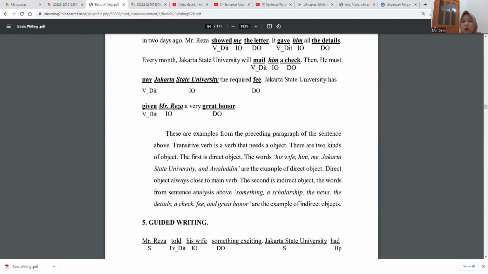The first one is direct object. The words like his wife, him, me, Jakarta State University, and Awaludin are examples of the direct object, and then of indirect object, sorry. And then the second one is indirect object. The words from the sentence analysis like something, scholarship, news, details, check, fee, grade, honor, and so on. So there are many sentences that require transitive verbs with two objects that you can create in your writing later on.